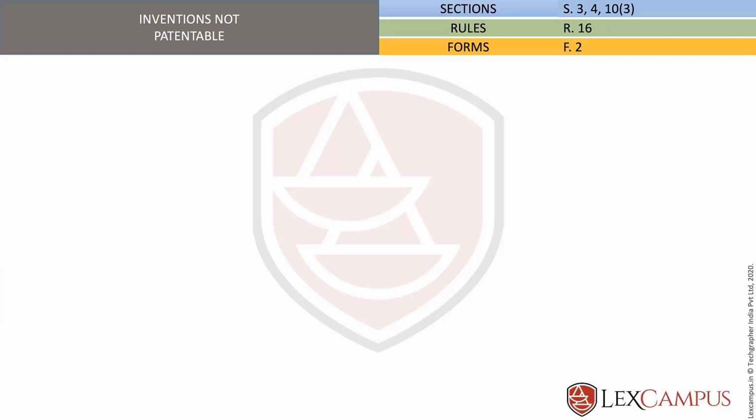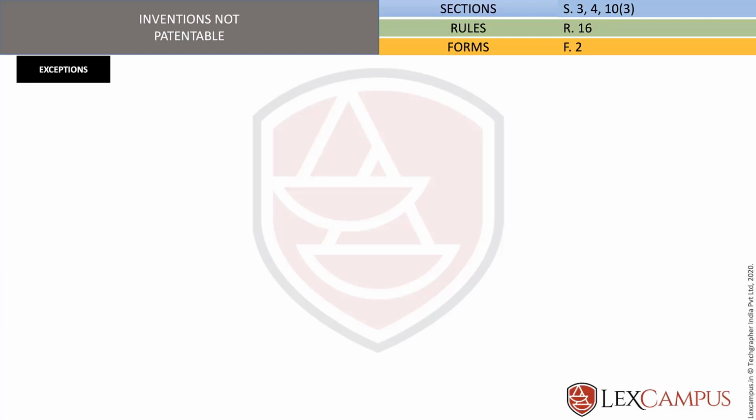And section 3, as you would know, has many subsections, and it's probably one of the longest lists of exceptions to patentability you will find anywhere in the world. Also relevant is section 10 subsection 3 and rule 16 as well.